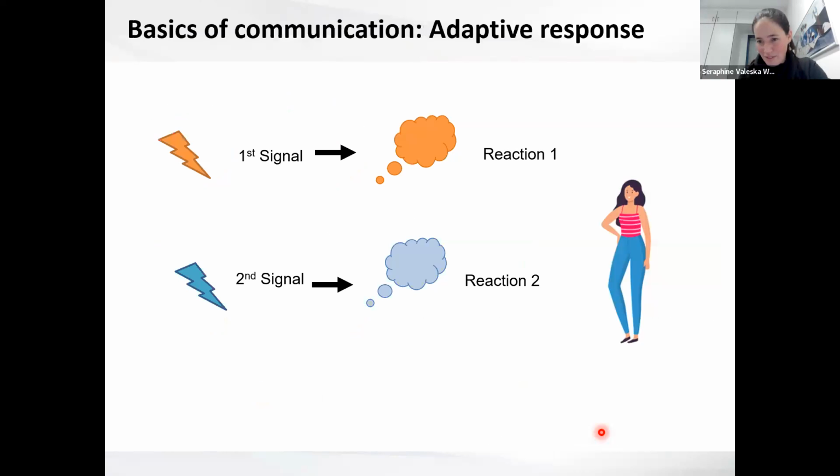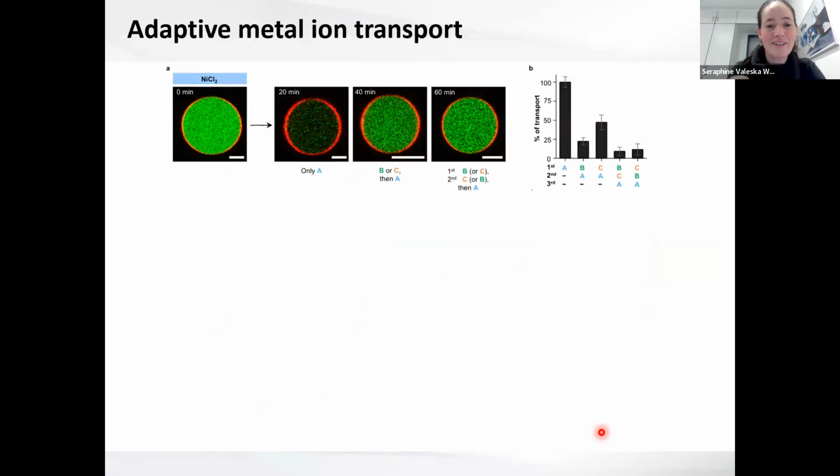So we thought, okay, can we also do this sequentially? First A and then another transport of a second ion. And actually, here it was a little bit of a surprise. When we first add, for example, ionophore A, we could see the transport of nickel. But if we first added ionophore B or C and then A, the transport no longer worked. So the presence of an earlier ionophore seems to suppress the transport of nickel ions.